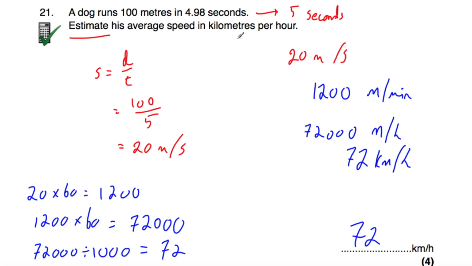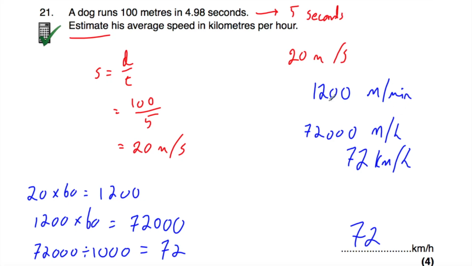And that's it. So in this question, I just rounded the 4.98 seconds to 5 seconds. I did the distance divided by that rounded time to give us our estimation for the speed of the dog, which was 20 meters per second. Then I changed it to 1,200 meters per minute by timesing by 60.